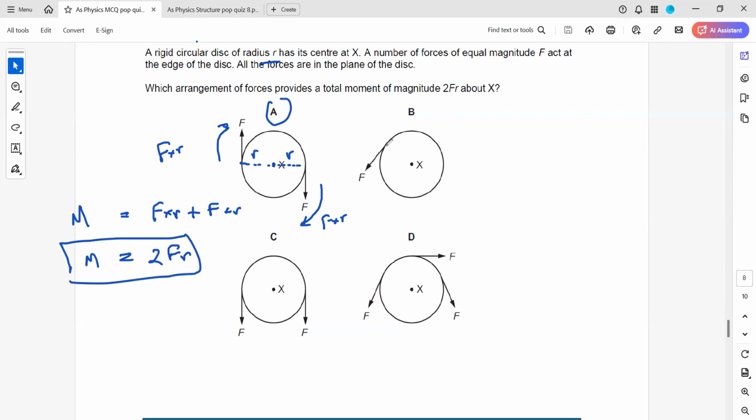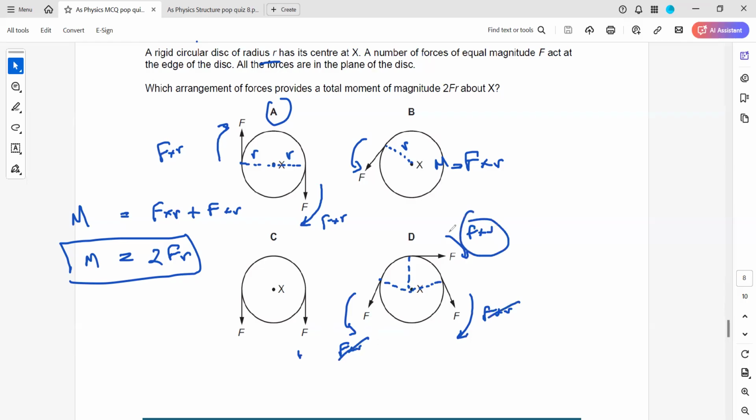What about B? This radius is r, the perpendicular distance. So what is the turning effect here? It is F into r, the moment. What about the turning effect in this one? This is causing F into r clockwise. This is also causing F into r clockwise. And this is causing F into r anti-clockwise. So these two cancel out each other, and the moment will be equal to F into r.